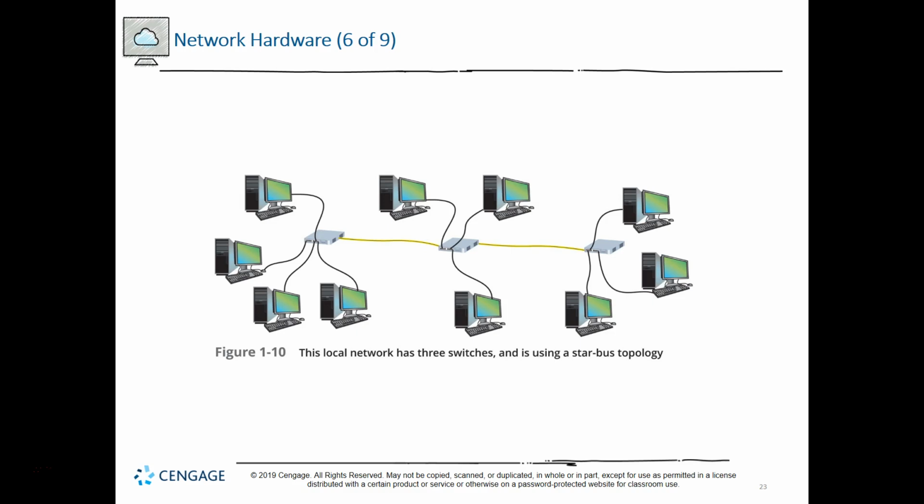So this network, they say, has 3 switches, and we can see those. And because we just kind of link them in a configuration this way, we would consider that a hybrid, a star to the first switch, and then a bus from switch to switch. Okay.